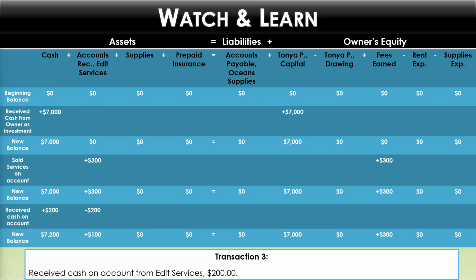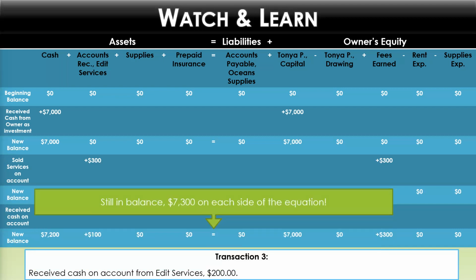After we bring down the new account balances, you can see we're still in balance. Each side is still equal to 7,300. Left side equals the right side.